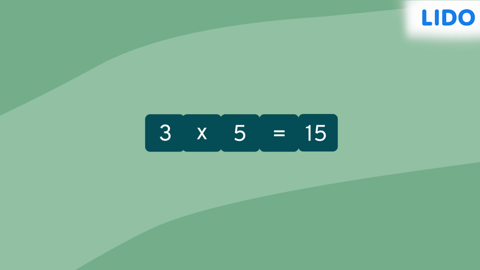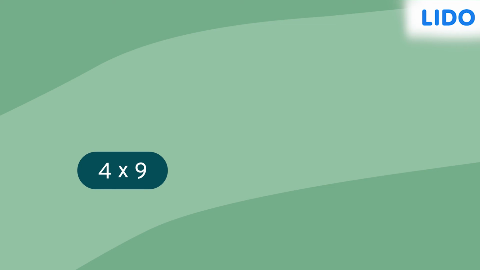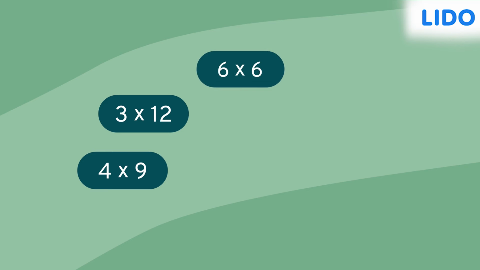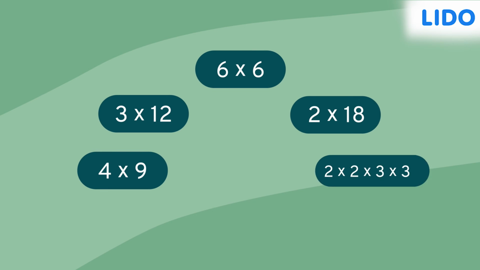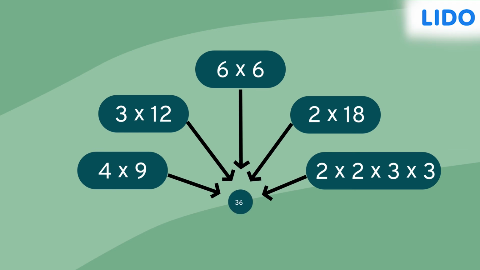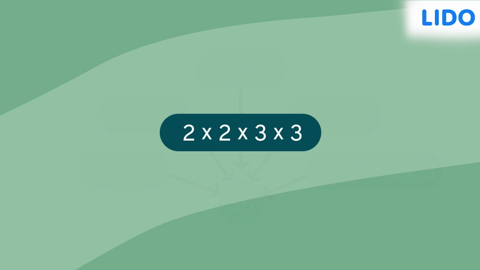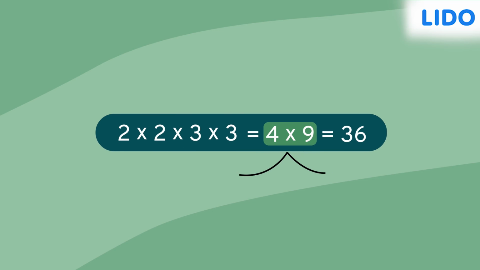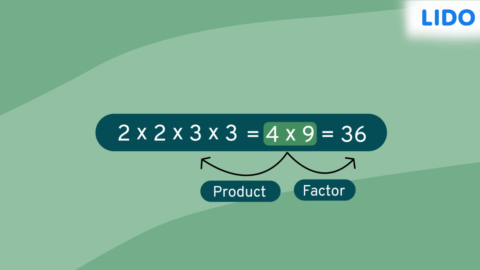When we closely observe the family of numbers, we see that sometimes different factors give the same product. For example, 4 times 9 is 36, but 3 times 12 is also 36. Similarly, 6 and 6, 2 and 18, and 2, 2, 3 and 3, when multiplied, give the same number, that is 36. Hence, we can safely look at all numbers as either factors of some other numbers or as products of some other factors. And this applies to algebraic expressions too.